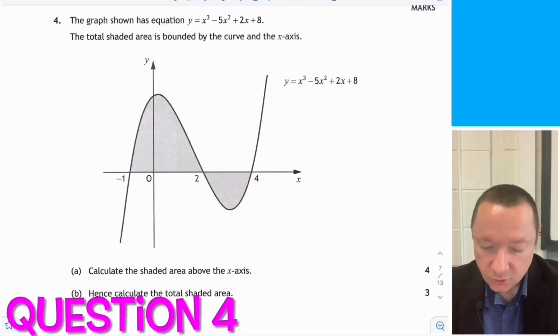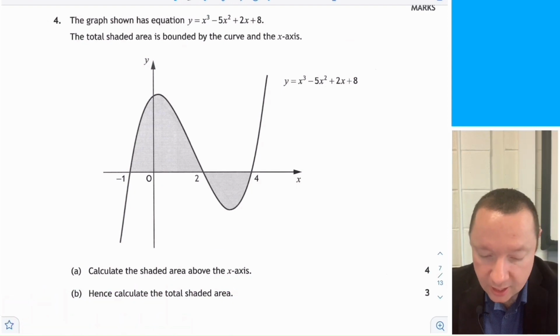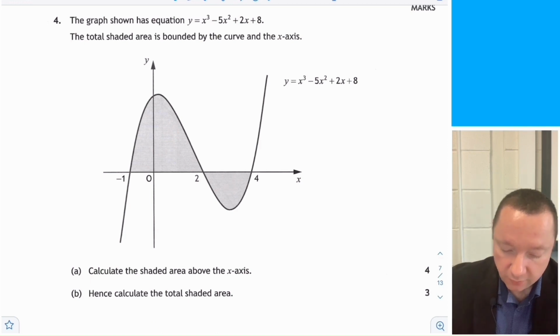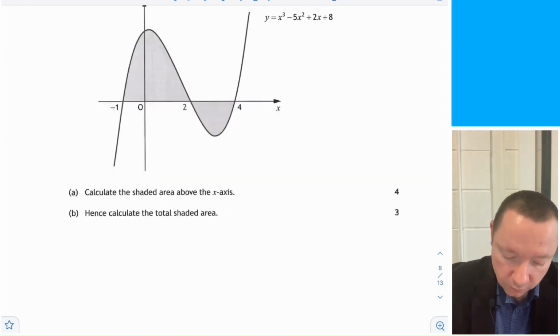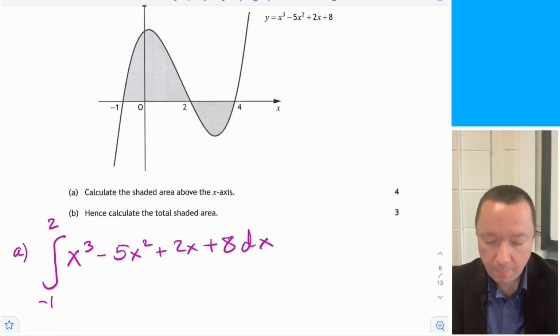Question 4 says the graph has an equation x cubed minus 5x squared plus 2x plus 8. The total shaded area bounded by the curve and the x-axis. We've got this area here and this area here. In the first part of the question, calculate the shaded area above the x-axis. So between minus 1 and 2. So for part A, we need to integrate between minus 1 and 2 our function x cubed minus 5x squared plus 2x plus 8 dx. And that'll give us the area.